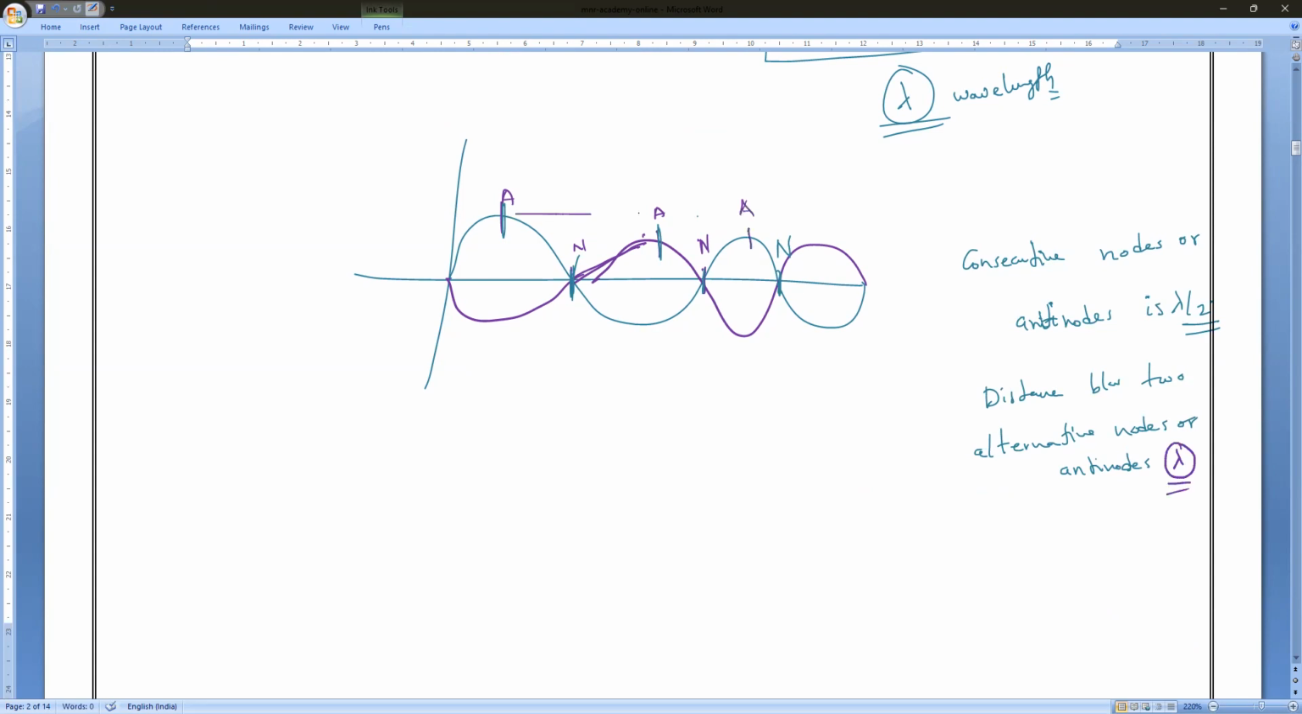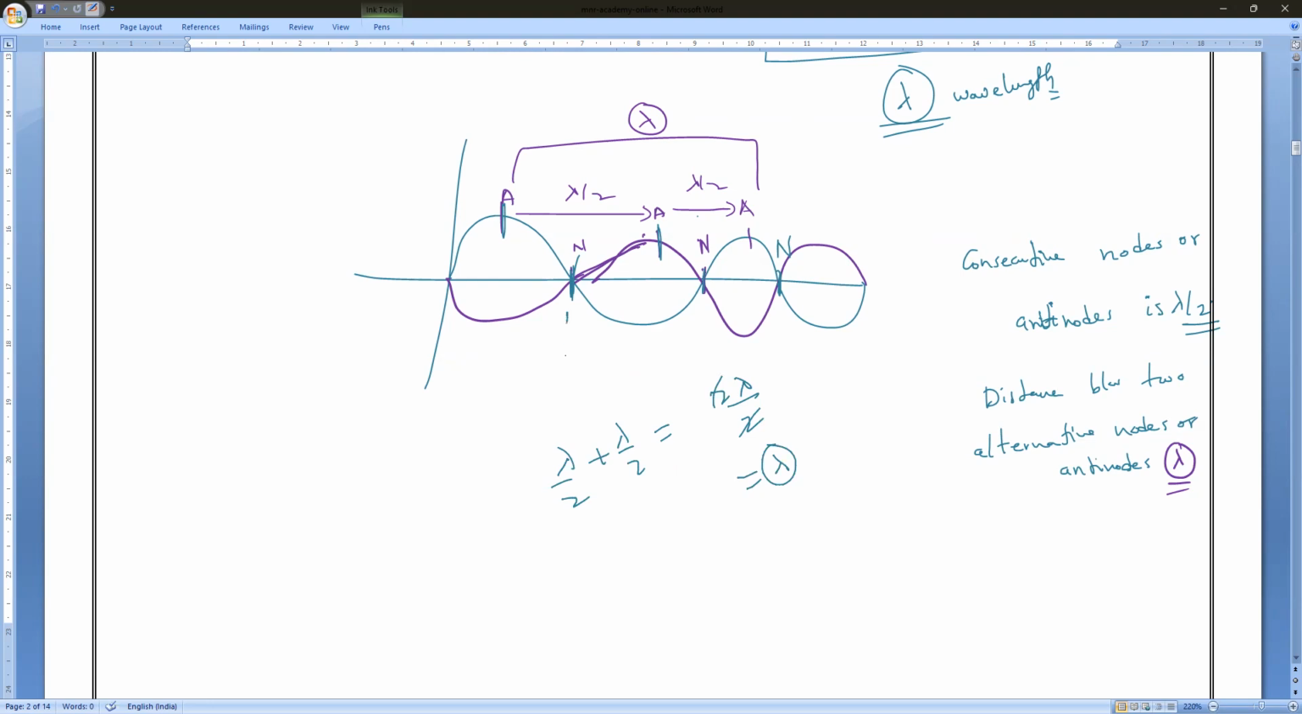From here to here, node to node, lambda by 2. Then from here to here also lambda by 2. So this and this are alternate. Lambda by 2 plus lambda by 2, what do we call it? Lambda. Am I right or wrong? Yes, lambda by 2 plus lambda by 2 is 2 lambda by 2. The 2 will get cancelled, we get lambda.